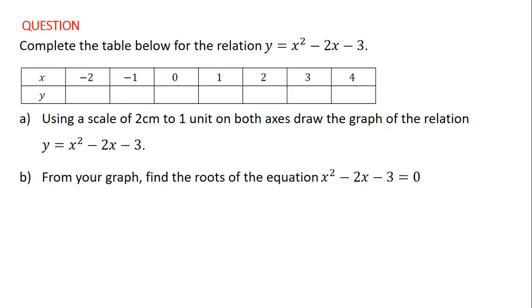The first question is, complete the table below for the relation y is equal to x squared minus 2x minus 3. Using a scale of 2 cm to 1 unit on both axes, draw the graph of the relation y is equal to x squared minus 2x minus 3. From your graph, find the roots of the equation x squared minus 2x minus 3 is equal to 0. We have already learned how to draw the graph of a quadratic function on the graph sheet. So we will go straight to the last part of the question. That is using the graph to find the roots of the equation x squared minus 2x minus 3 is equal to 0.